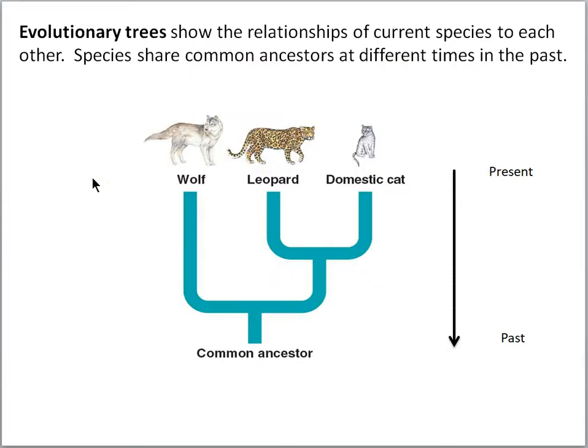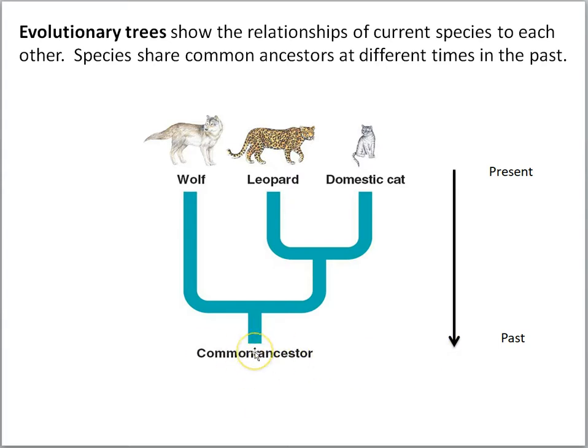Now, Darwin's going to use evolutionary trees to illustrate this idea of common ancestry. Evolutionary trees show the relationships of current species to each other. Species share common ancestors at different times in the past. So the way the tree works is you put the current species at the top of the diagram, and then you have these lines that converge as you go down the diagram, and this is going back in time. So here we see at the bottom of the diagram the common ancestor.